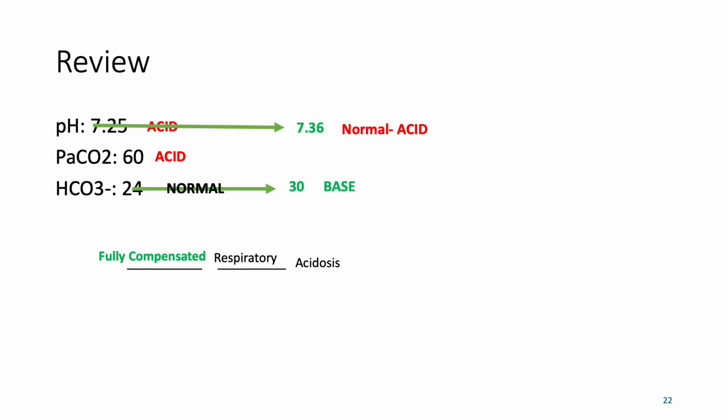So hopefully this helps walk you through the concepts of uncompensated, partially compensated, and fully compensated states. Keep in mind, I didn't talk about mixed states because that's a different concept. There's no compensation going on there. There's just two causes of one problem. So just as an FYI, here's an example and a reminder of what that might look like. If our pH was still 7.25 and our CO2 was still acidic, our bicarbonate would have to also be acidic, and then that would be two causes of acidosis, or mixed acidosis.